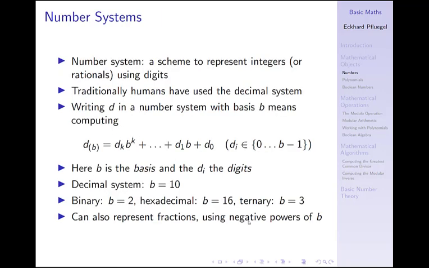So what's a number system? A number system is something we use in order to encode a given value, an integer value, but it could also be a fraction actually, using digits. Traditionally, and you can probably guess why that is, humans have used a system based on 10 different digits. And of course, you know the digits 0, 1, 2, and so on until 9. These are the digits in the decimal number system.